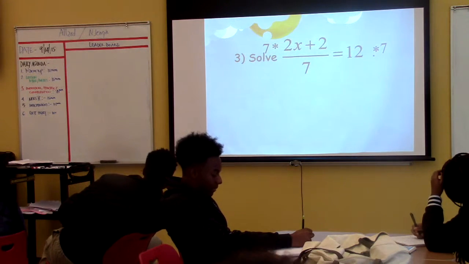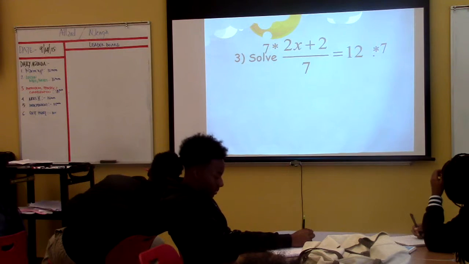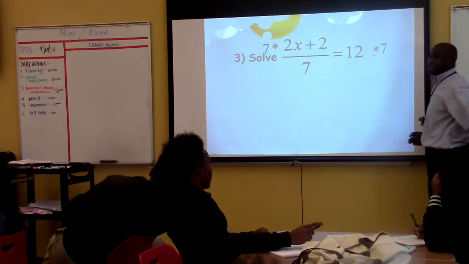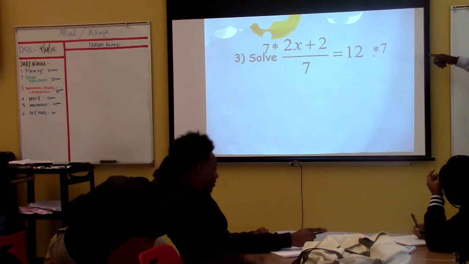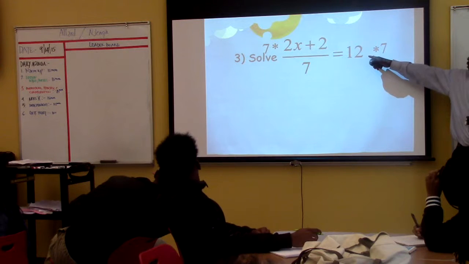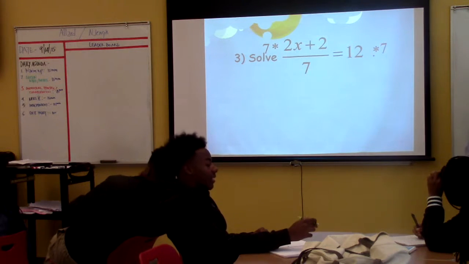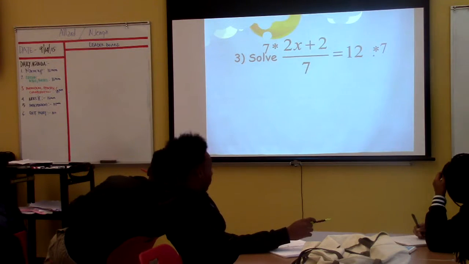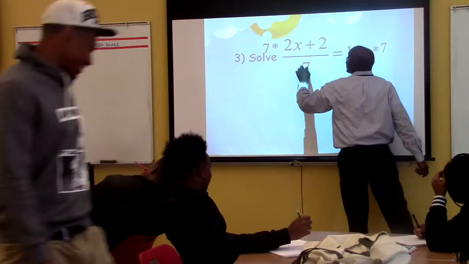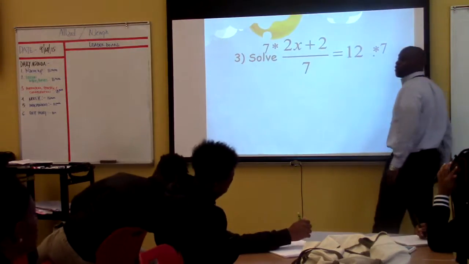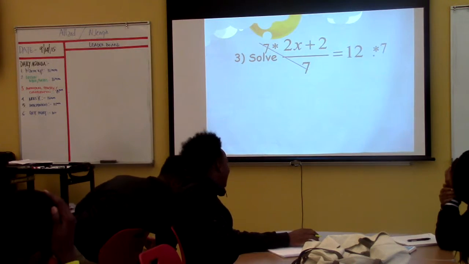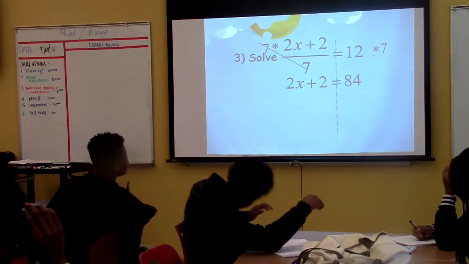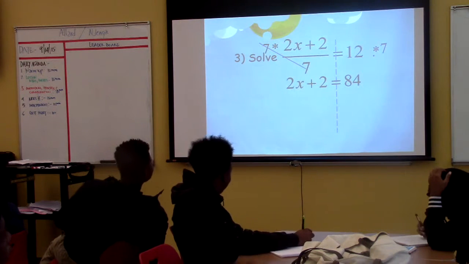That's a multiply sign, the little asterisk. So we're gonna multiply 7 on one side, and then we're gonna multiply 12 by 7 on the other side. Press the next step. All right, so you see here when we multiply on this side, these two will cancel out from our cross multiplication. Remember we did that last week. Our cross multiplication will take care of that. So we're gonna end up with 2x plus 2 is equal to 84.